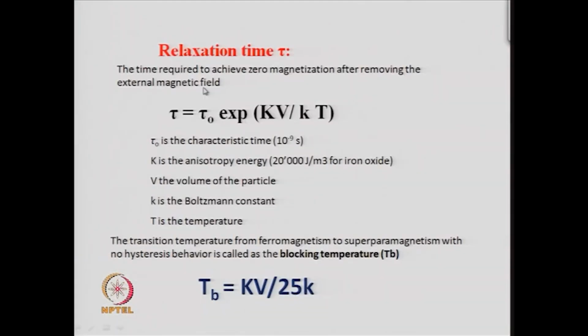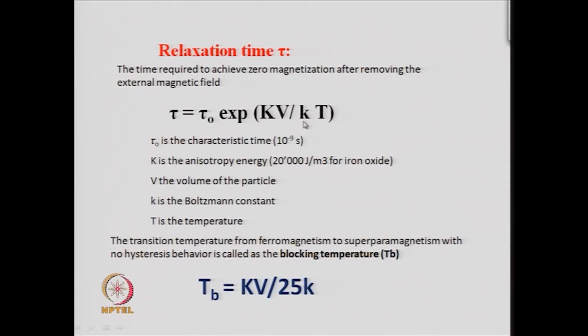And then there are other quantities like the relaxation time, how much time is required to achieve zero magnetization after removing the external field. So, you apply a field and then remove the field, how much time will the magnetic moment require to go to 0, because in the absence of the magnetic field any paramagnet, and hence a superparamagnet, should also have zero magnetization, but it will take some time to achieve that. That is called the relaxation time tau, and that is given by this expression: tau equals tau naught times exponential of capital K V by small k T.